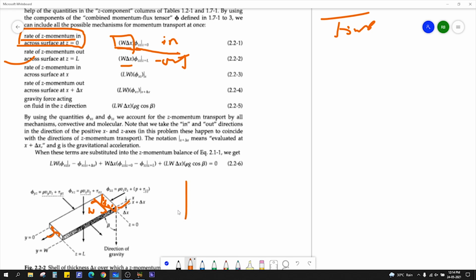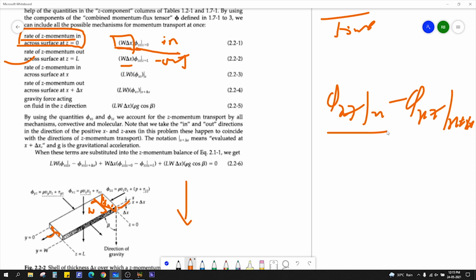In this direction, what is the momentum transfer rate? I told you it is phi xz. The in point is at x and the out point is at x plus delta x. To find the momentum rate, you have to multiply with area. The area of this surface, across which momentum is transferred, has length L and width W, so LW. This applies to both in and out.